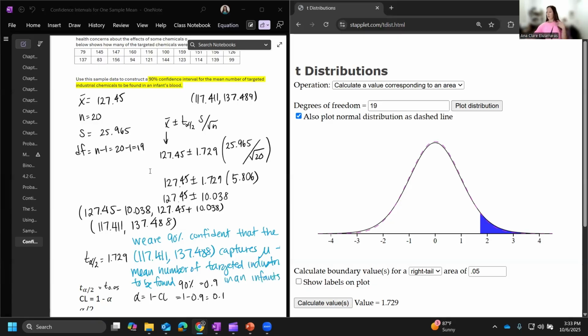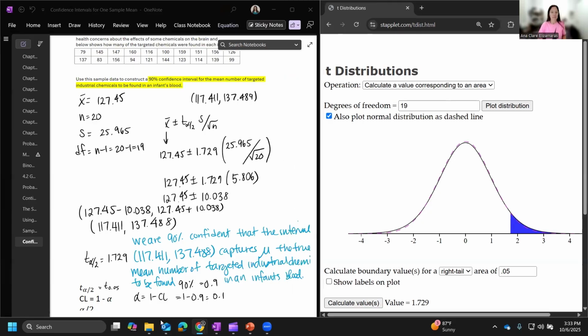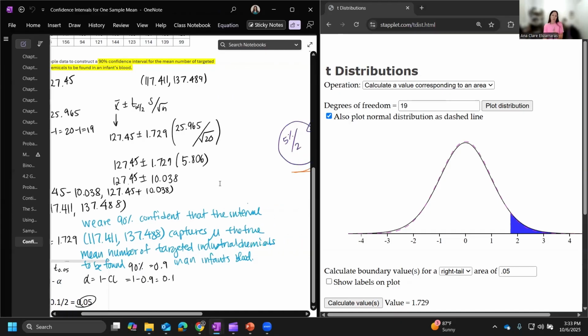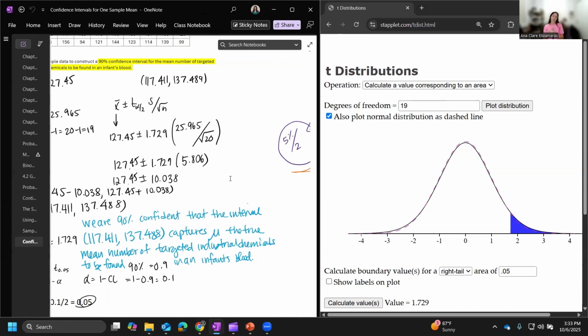Okay. Now, the population value, like the actual mean number of targeted chemicals, doesn't change. So we either captured it or we didn't. Okay. We're not saying that it's between these values. We're saying here's our values and we either got it or we didn't. So just know that the way that you word this is really important. So we're 90% confident that our interval captured it because the value doesn't change for the mean and we either got it or we didn't.